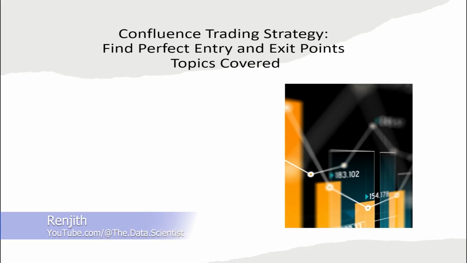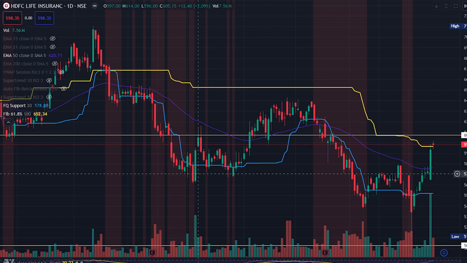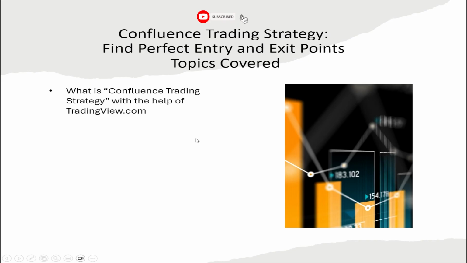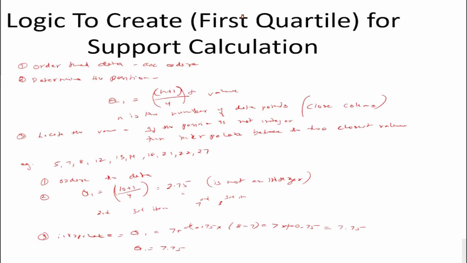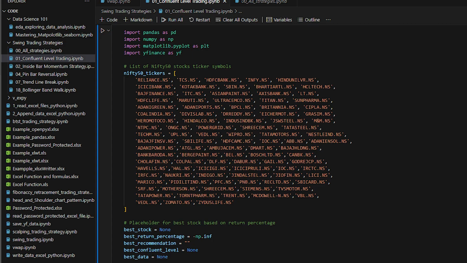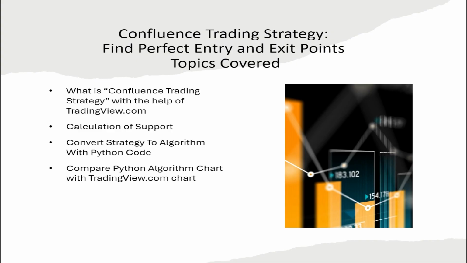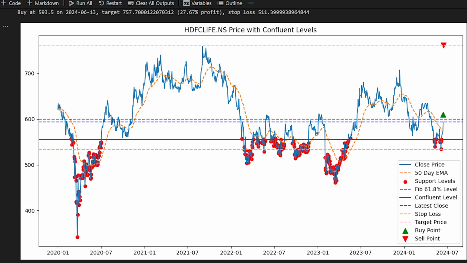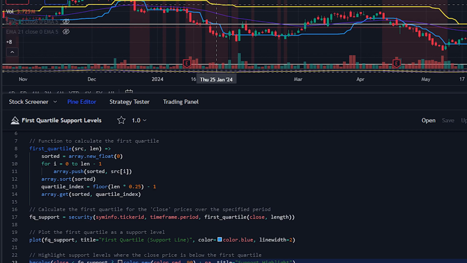So in this video, we will be covering the Confluence trading strategy, and then we will try to find the perfect entry and exit points. These are the topics that I will be covering. First, we will cover what the Confluence trading strategy is with the help of the TradingView chart. Then we will cover the calculation of the support level. Then we will convert the strategy to an algorithm with the help of Python code. Then we will compare what we have created with the algorithm with the tradingview.com chart. And last but not the least, I will show you the Pine code as well for the tradingview.com website for the indicators that we are using in the Confluence trading strategy.